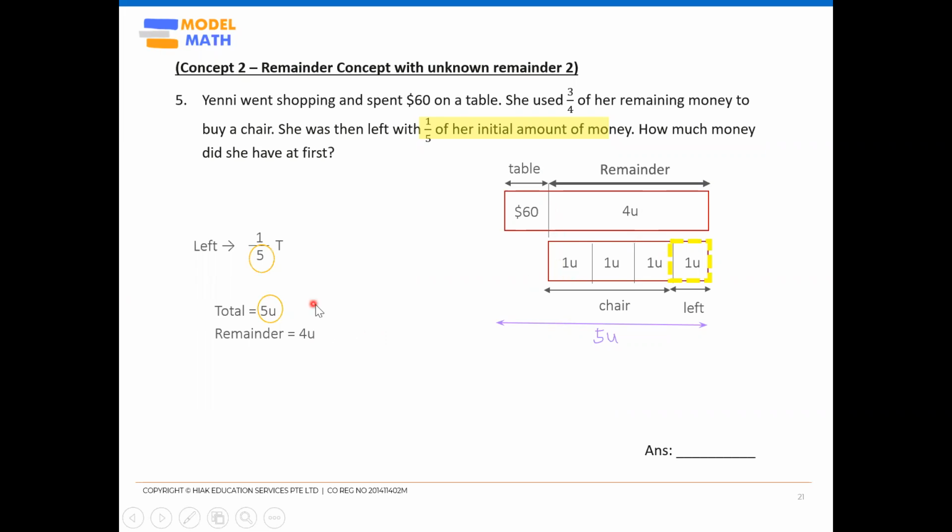Once you have established your units, go and work with the usable value, meaning your $60. How many units represent $60? Your 5U minus away the 4U, remaining 1U, will be your $60. So 1U is $60. How much money did she have at first? You want at first, meaning your total of 5 units. So you just need to find 5 units and there you go.